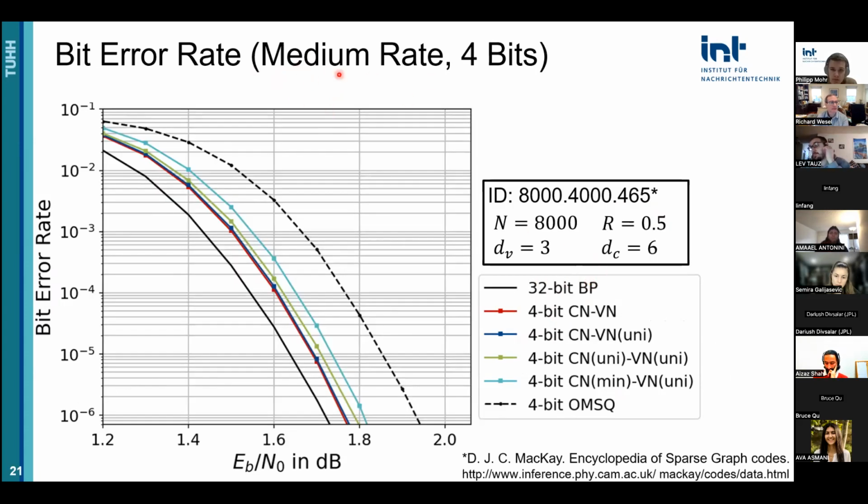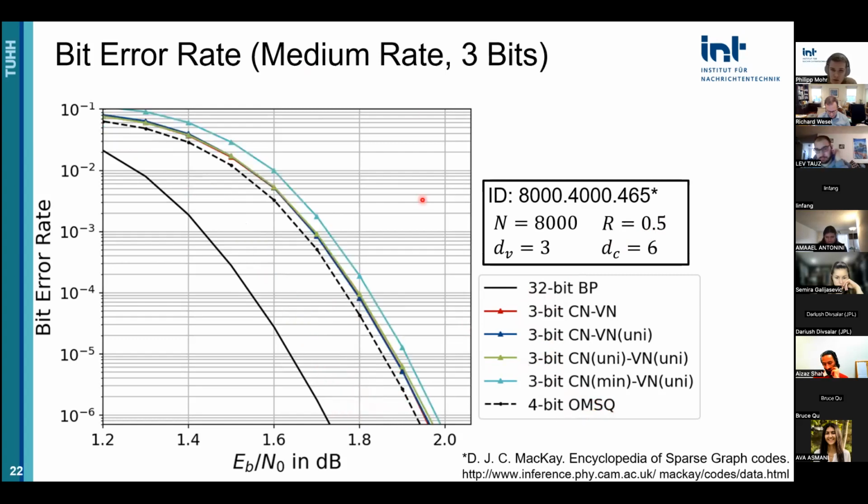And we can also look at a medium rate. So we have a rate 1/2 code here. Again, we see that the performance of the uniformly restricted decoder is very close to the optimal, the red one here. Here we use 4 bits for all the messages. We again see a gain of roughly 0.13 dB compared to the offset min-sum decoder. And going to 3 bits again shows that we can approach the 4-bit conventional decoder performance.